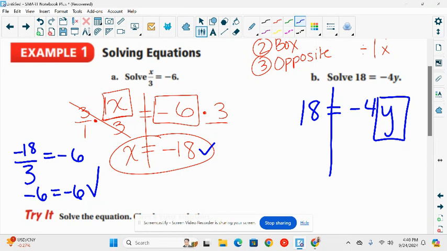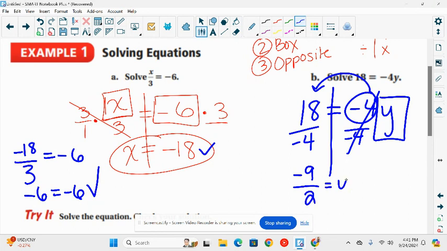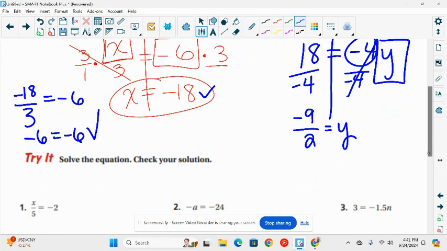That -4 that is being multiplied has got to move to the other side, and the only way we can move it to the other side is by doing the opposite operation. Currently we have multiplication. The opposite of multiplication is going to be division. So I'm going to divide by -4. That's going to cancel. I'm going to come over here, divide by -4. If I were to punch that into my calculator, I'm going to punch it in as a fraction, because if I don't, it'll turn into a decimal. It'll give me -9/2 equals y. Okay? So like I said, nothing too drastically different than what we did last year. We just got some negatives we have to pay attention to.